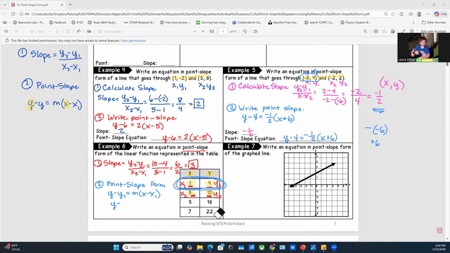So I'm going to go ahead and pick that top one because it's just smaller numbers. I don't really have a rhyme or reason. So my y1, I'm going to take this 4. So it's y minus 4. I'm going to use my slope over again, which is 3. And then we get x minus, and my x1 is 1. And this is my equation.